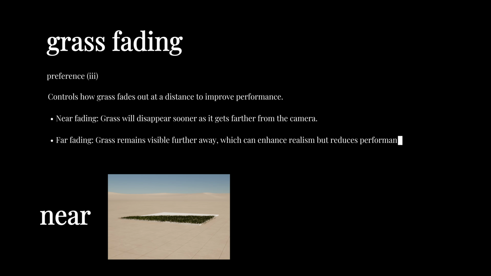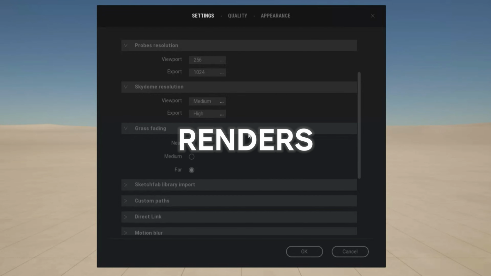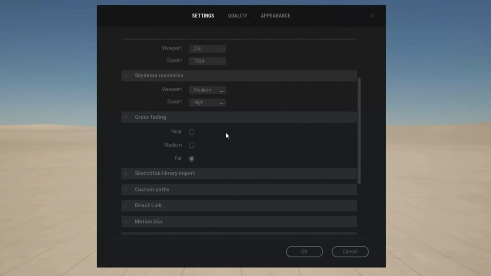Now, grass fading is simple. If you set it to near, the grass will only render up to a short distance, but when you set it to far, it shows up at further distances, and that's within renders and in the viewport as well. So definitely set this to high, or at least to medium if your PC slows down.